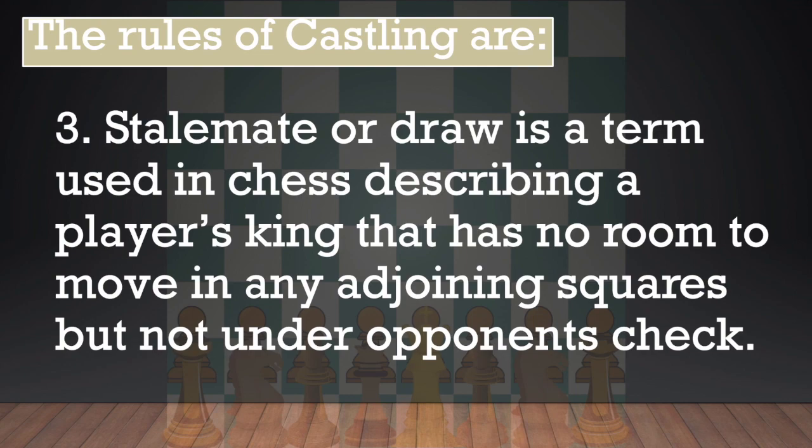Third, stalemate or draw is a term used in chess describing a player's king that has no room to move to any adjoining squares but is not under the opponent's check.